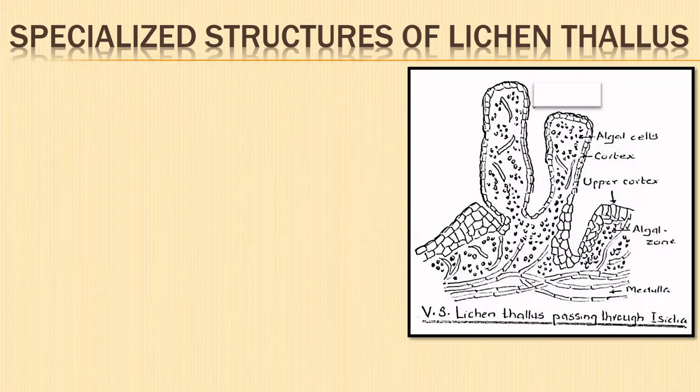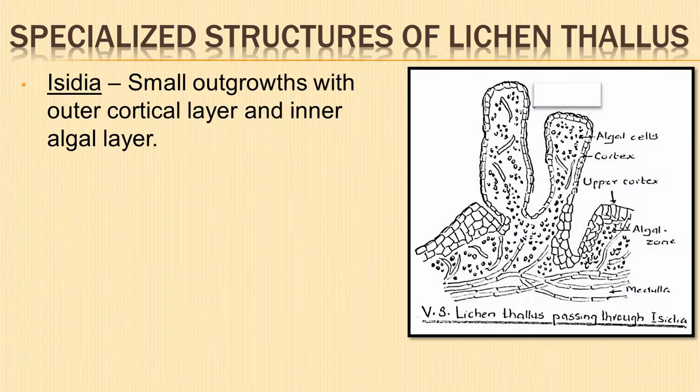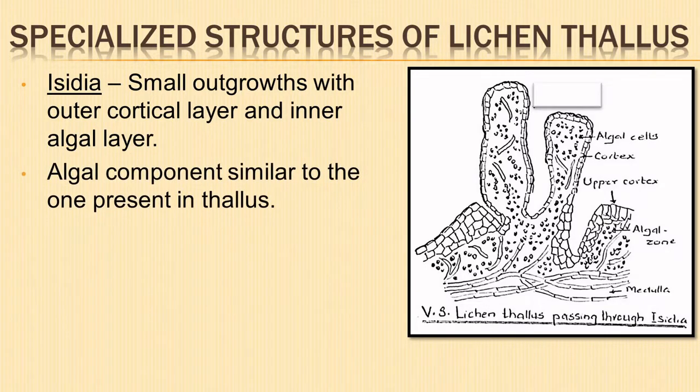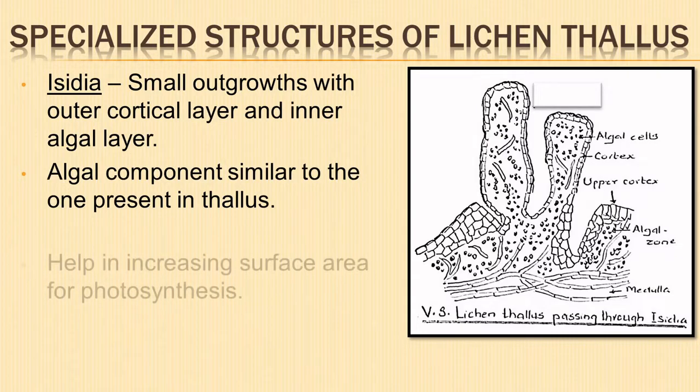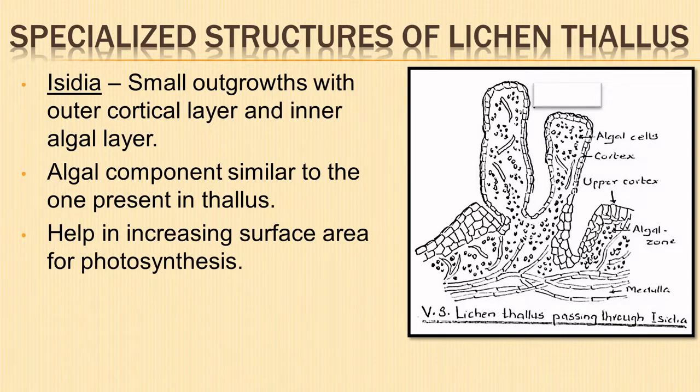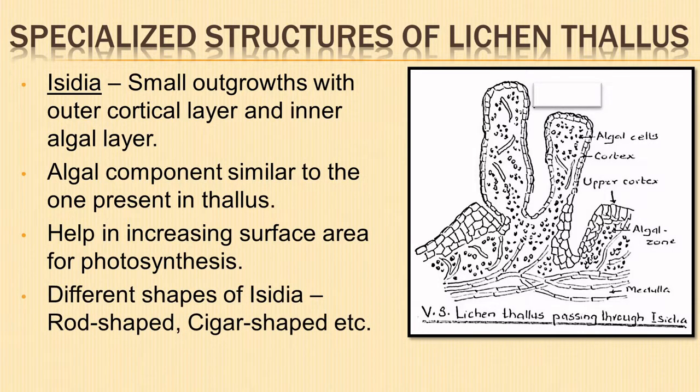Isidia: on the upper surface of the lichen thallus, there are small outgrowths which consist of an outer cortical layer and an inner algal layer. The algal component is similar to the one present in the thallus. They help to increase the surface area for photosynthesis. The isidia may be rod-shaped, cigar-shaped, coral-like buds, or scale-shaped.